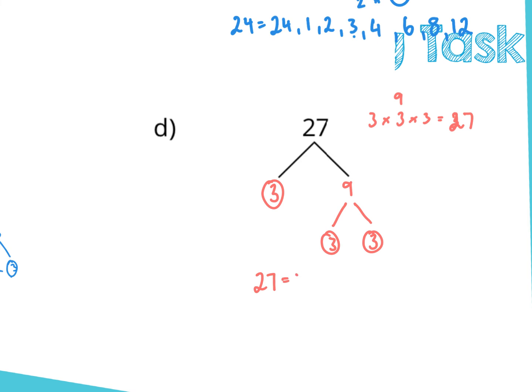27 equals 27 and 1. Twos? No, it's an odd number. So straight away I know 2s, 4s, 6s, 8s, 10s and 12s, I'm not going to worry about those, but I'm going to go to my odds.